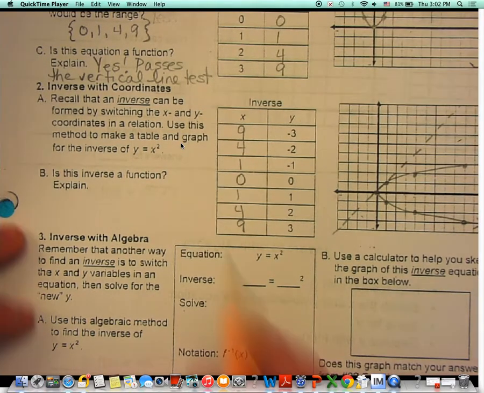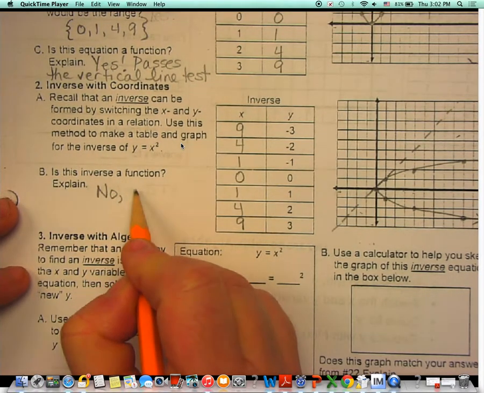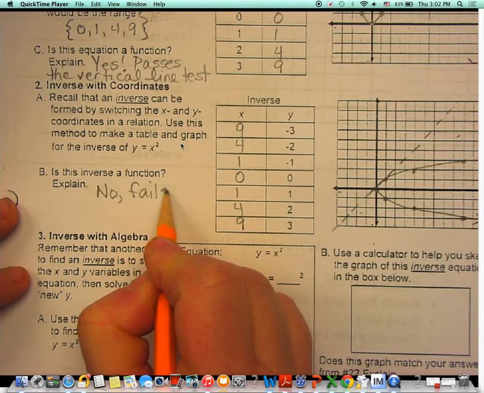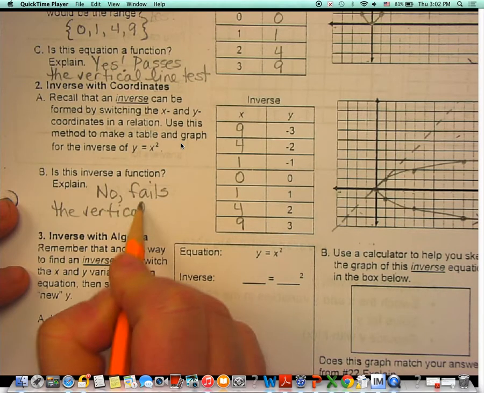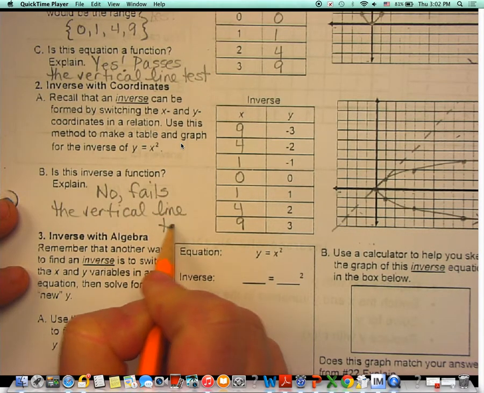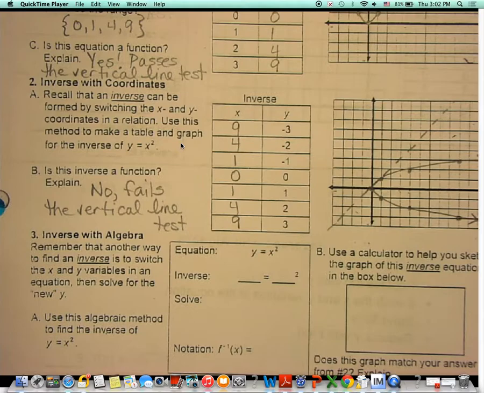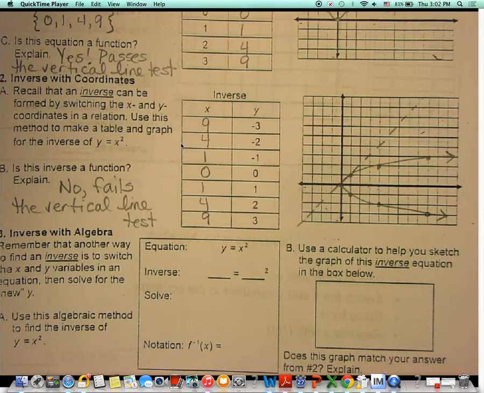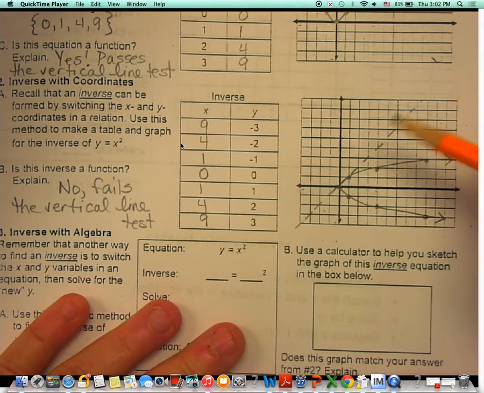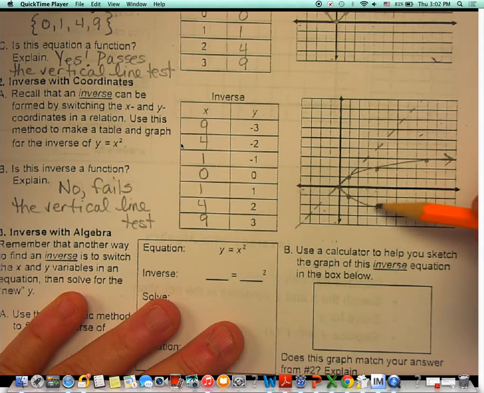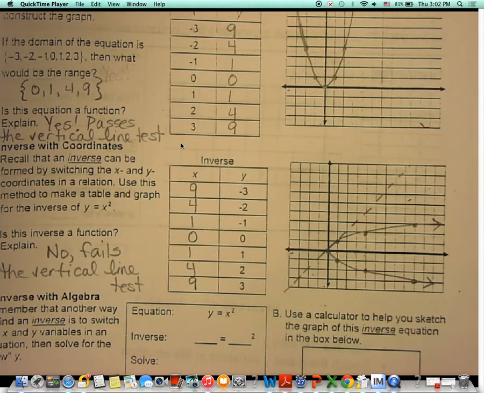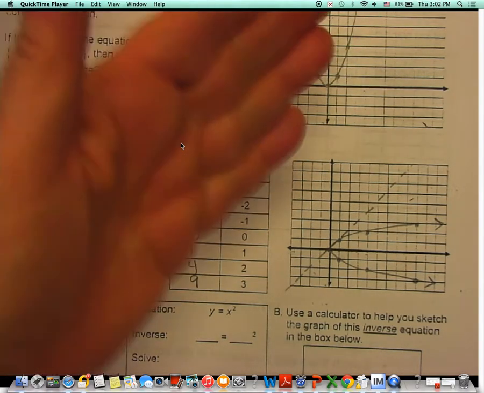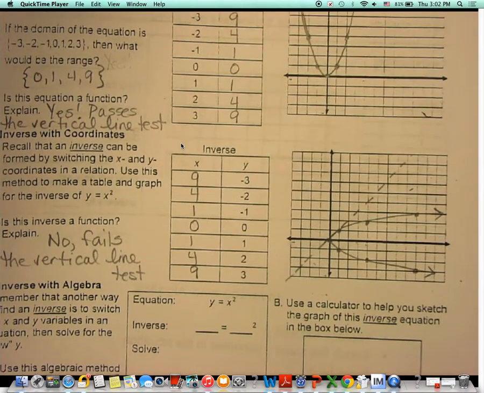Okay. Is it a function? No. And why not? Because it does not pass the vertical line test. Okay, it fails the vertical line test. And that means if you draw a vertical line, it's going to cross it more than once. Okay, so inverses do two things. They switch X and Y, and they reflect over which line? y equals x.